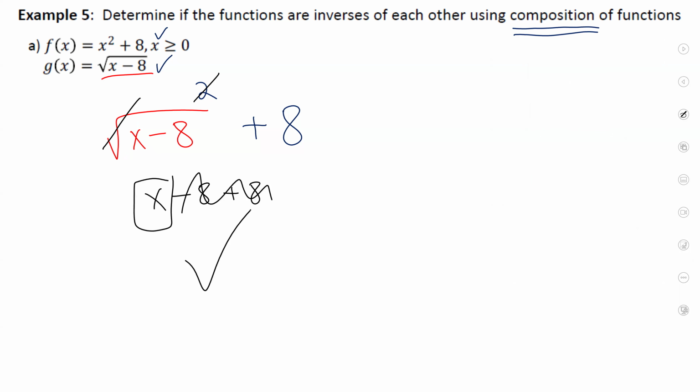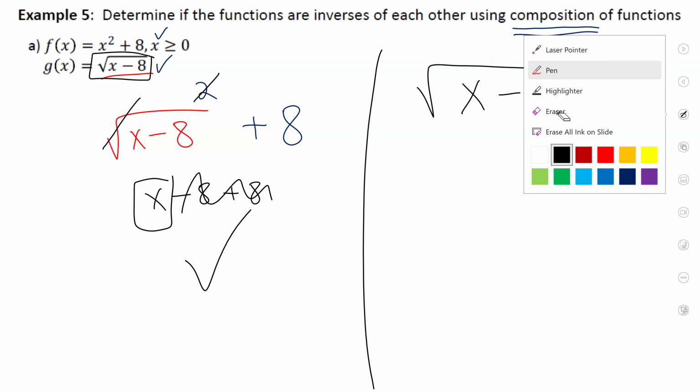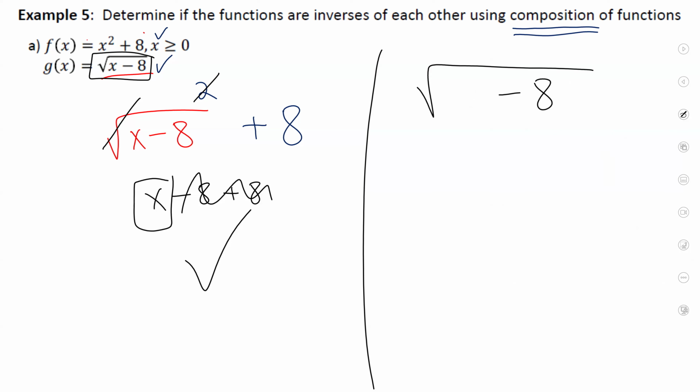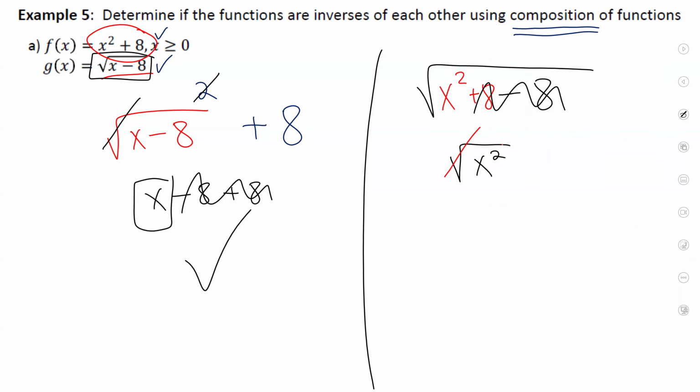So it worked one way. Let's make sure it works the other way. I'm going to write the other function, x minus 8. That's this one down here. I'm going to erase this x and put the other function inside. I'm going to put this inside. X squared plus 8. What cancels out? Yep, 8 minus 8 cancels out. I'm left with the square root of x squared. What cancels? The square root and the squared, I'm left with x.